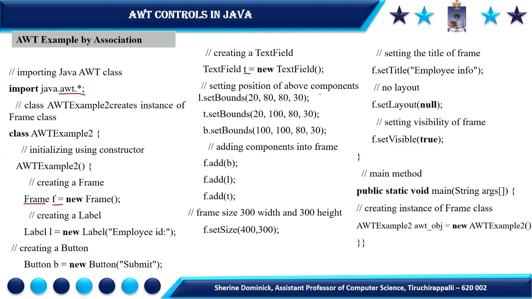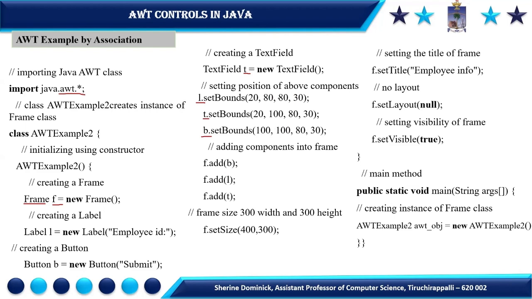Now setting the positions of the above components. First we are setting the bounds, that is the coordinates on which the label must be placed. The first one, using the label object, I'm setting the bounds. The second one, using the text field object, I'm setting the bounds. Next, using the button object, I'm setting the bounds. That is on which location these three components have to be placed. Now, after giving the coordinates, we are adding these components into the frame. This is very important. Only when we add the components to the frame, these components will go and get placed on these coordinates.